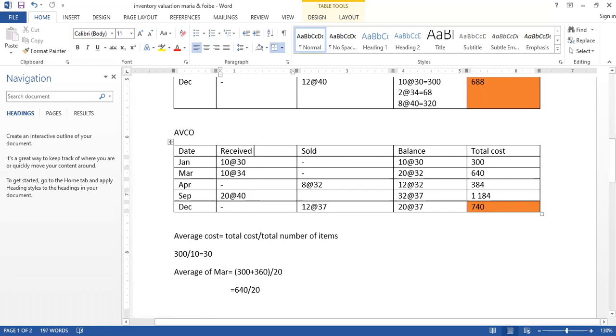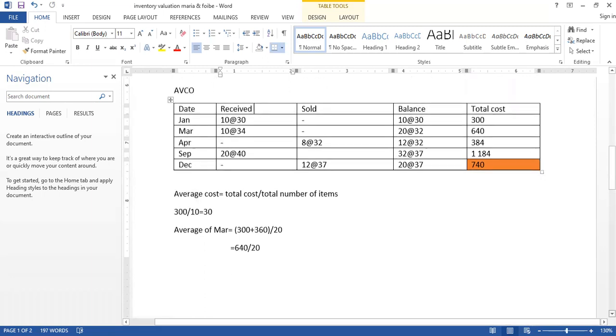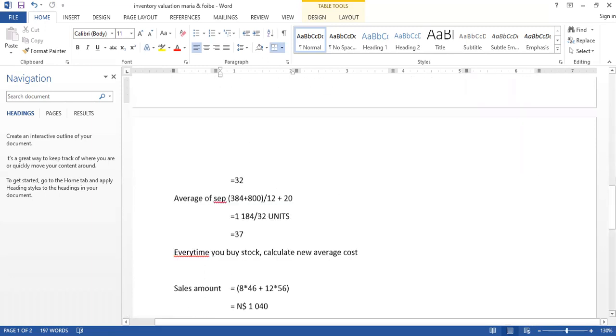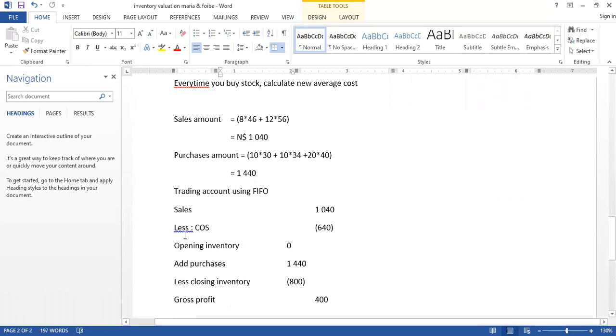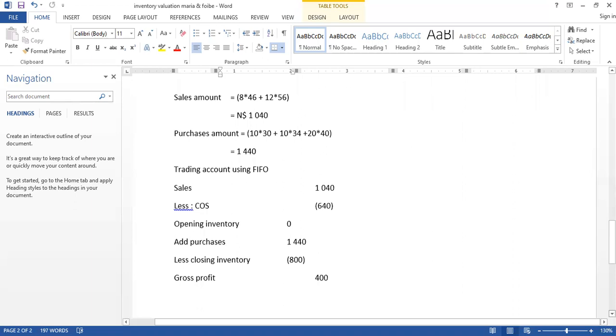And then you get your purchases amount. And then from there, you can be asked to draw up a trading account. That's another question you can be asked to draw up. Now a trading account is the first part of your income statement, which is sales less cost of sales equals gross profit. So the first part of your income statement, which ends at gross profit, is a trading account.